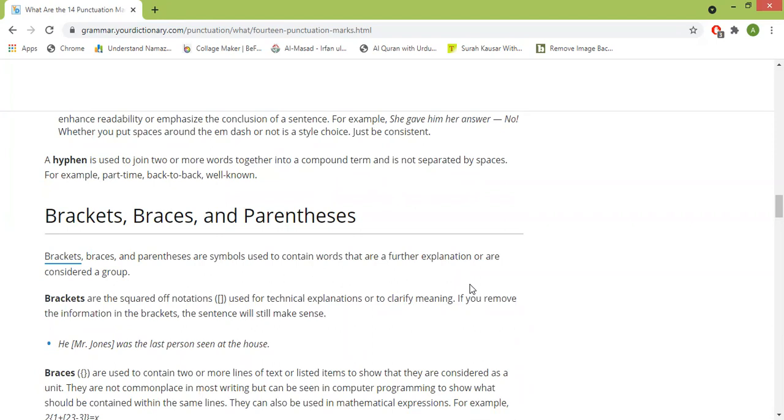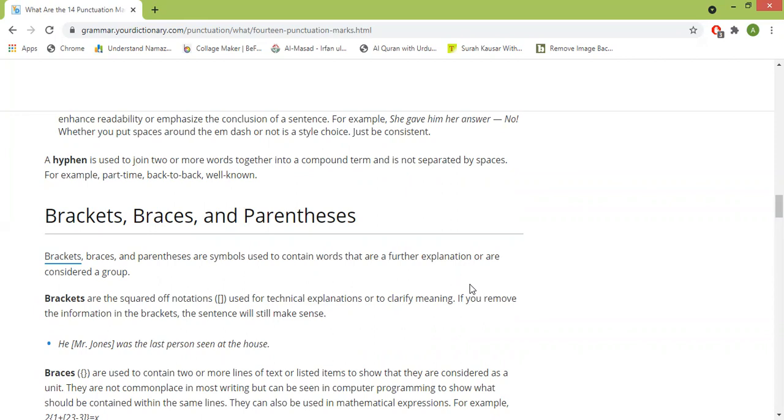When we join 2 words together to make a compound word, what is a compound word? When 2 different meaning words are joined together to make a single word having a different meaning, these are called compound words. So for joining compound words, we use a hyphen. For example, part-time, back-to-back, but we will not give any space.